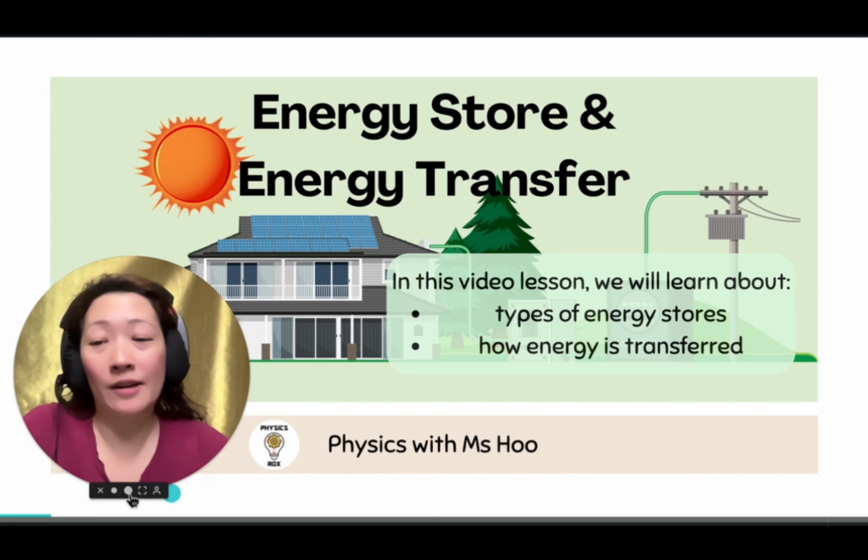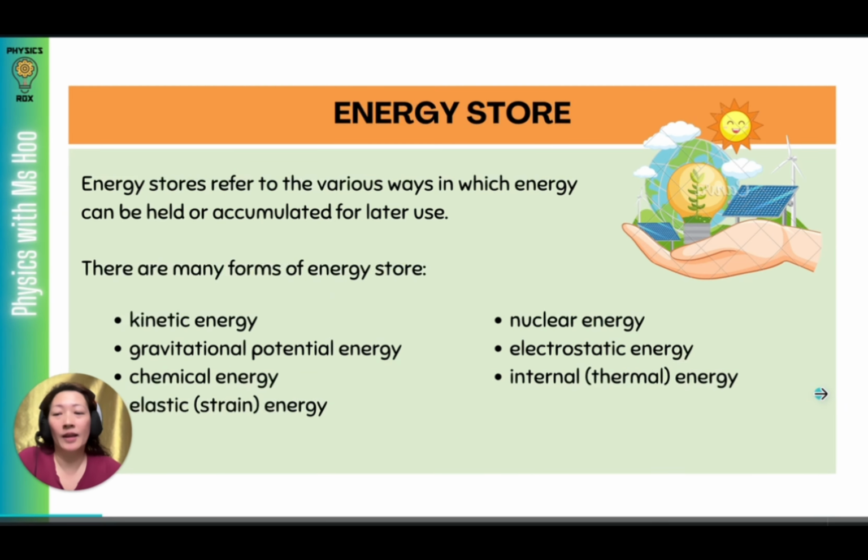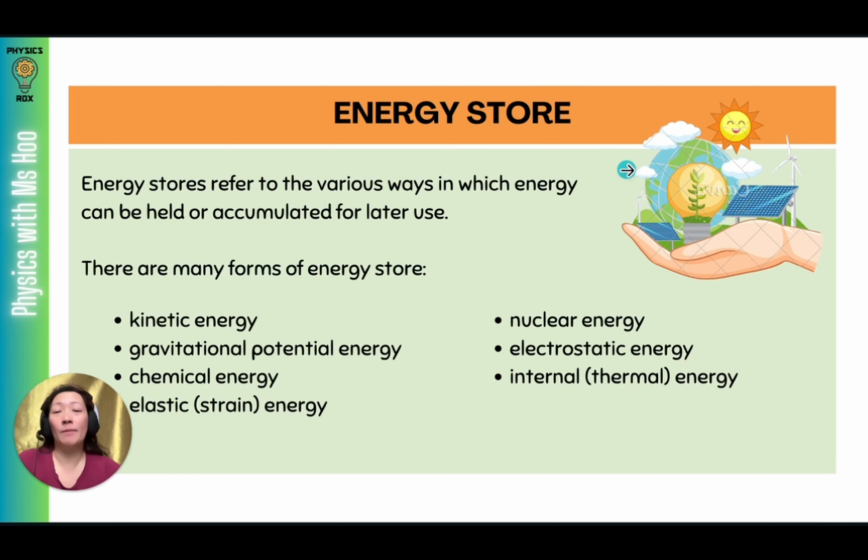So first of all, let's learn about energy stores. Now, energy stores refer to the various ways in which energy can be held or accumulated for later use. So as the name already implies, it's energy that's stored which can be used for something else later. Some of the many forms of energy stores that you need to know are kinetic energy, gravitational potential energy, chemical energy, elastic energy, also known as strain energy, nuclear energy, electrostatic energy, and internal energy, also known as thermal energy. Now let's go through each of these energy stores to have a clearer understanding of what they are.